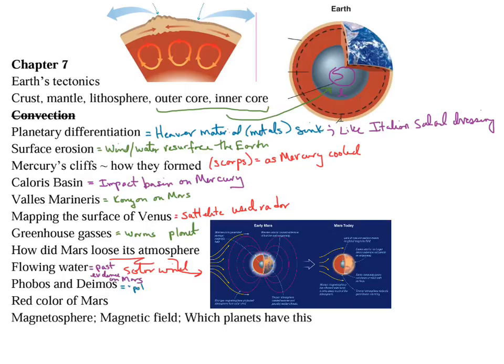Phobos and Deimos are the two potato-looking moons that orbit Mars. Mars actually is a red color due to rust, or iron oxide.